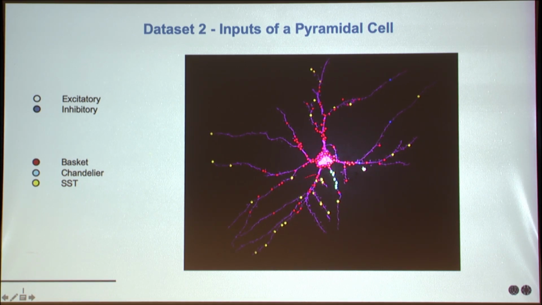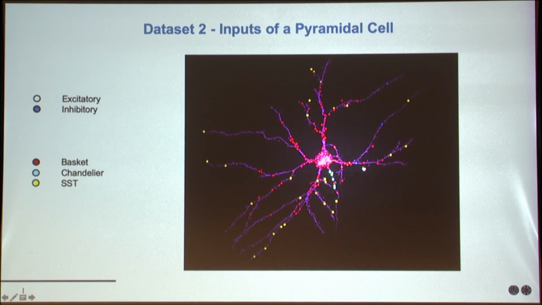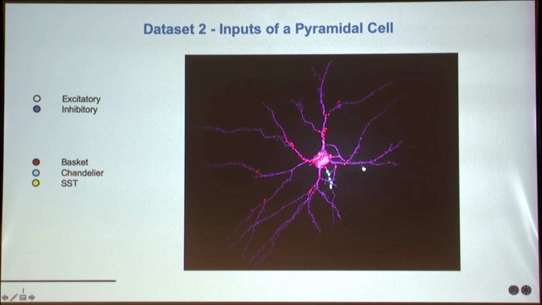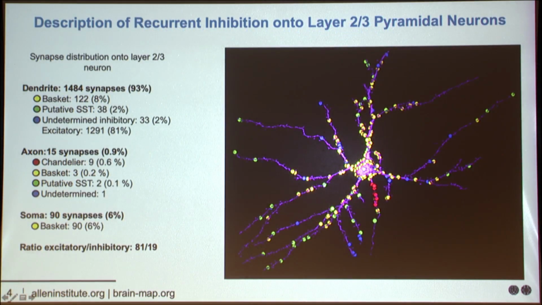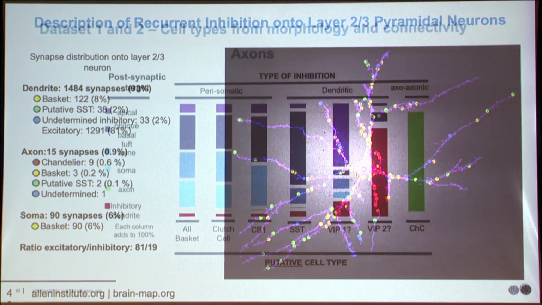The chandelier cell inputs that you know and love, I hope, are right there in one part. There's another class of inhibitory cells, somatostatin cells, that are sparser inputs, and they target different parts of the cell. So very quickly, an expert can go in and ask very specific questions that would be almost intractable without this kind of data.